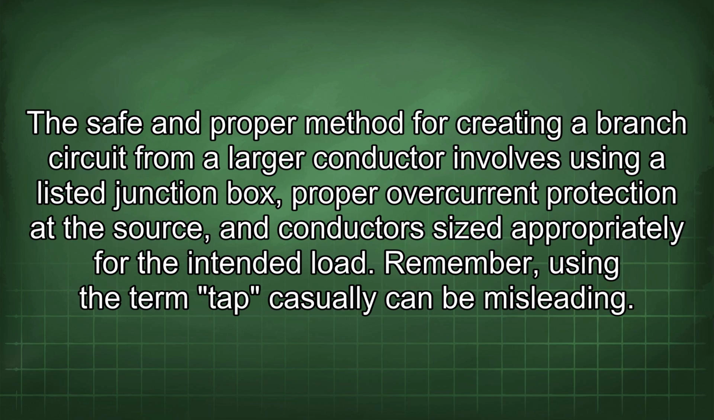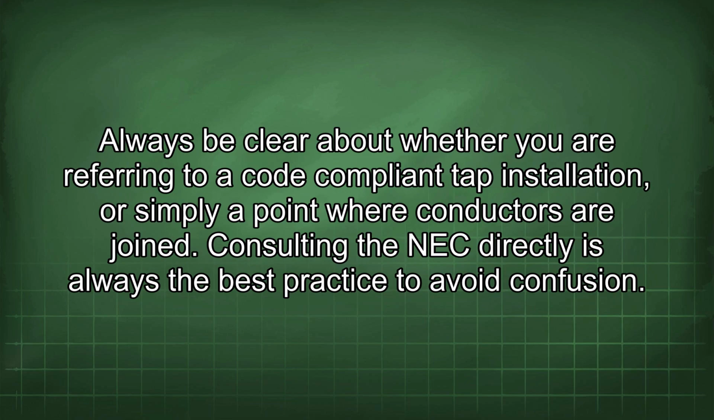The safe and proper method for creating a branch circuit from a larger conductor involves using a listed junction box, proper overcurrent protection at the source, and conductors sized appropriately for the intended load. Remember, using the term tap casually can be misleading. Always be clear about whether you are referring to a code-compliant tap installation or simply a point where conductors are joined. Consulting the NEC directly is always the best practice to avoid confusion.